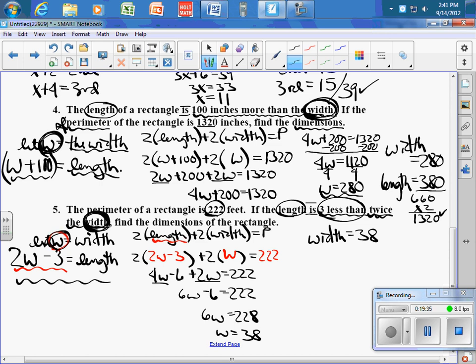Well, to find the length, what I'll need to do is take 2 times W. So 2 times 38 is 76. Subtract 3, and I get 73. Now, do these two dimensions give you a rectangle with a perimeter of 222? Well, when we add these up, 38 and 73 are 111, times 2 is 222, so it also checks out.